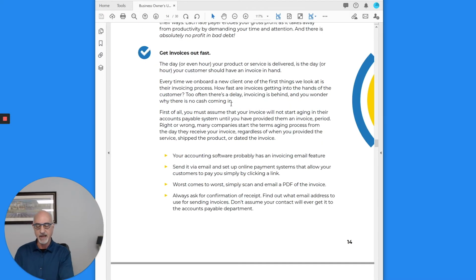Here's a big one for a lot of small businesses, especially service-based businesses. Get your invoices out fast. When you've completed the service, make sure your customer has an invoice in their hand the day that you've completed the service. Don't allow a day, 3 days, a week to go by before you're sending them an invoice for value that you've already delivered in the past. Make sure they understand how much they owe you, when they owe it, the day that you've completed the service.